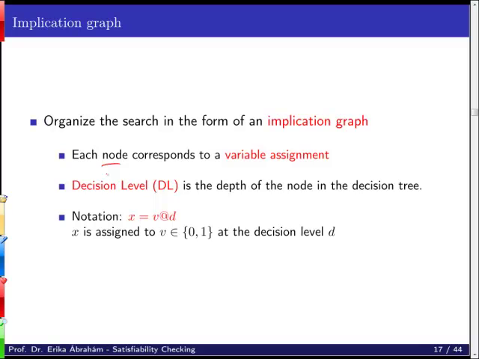Then I also check what is implied. So decision level 1, then I have a decision variable, and this may imply several others. They are all at decision level 1. Then we will have decision level 2. I take a variable, it implies some, perhaps also with the help of the variables from the previous level, and so on. So this is the decision level, and we use this notation. The variable x has value v, and this was assigned at decision level d.